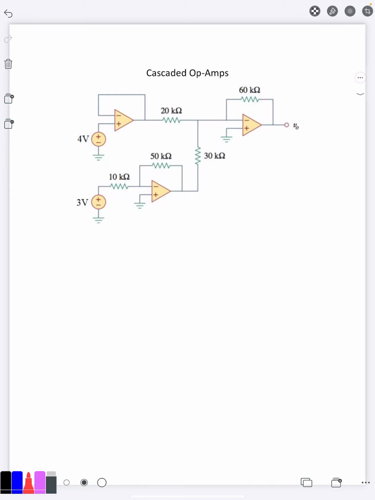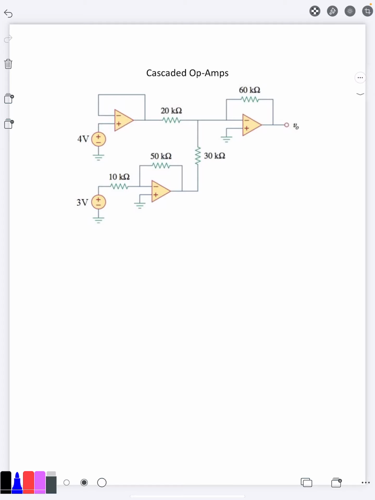In this video, we're going to solve what's called a cascaded op-amps problem. Cascaded op-amps are just when you have multiple op-amps that are connected into each other like we have here. In this case, we have 3 op-amps, and we're going to try to solve to find the value of V0. So this is our typical op-amp problem that you'd expect to see.